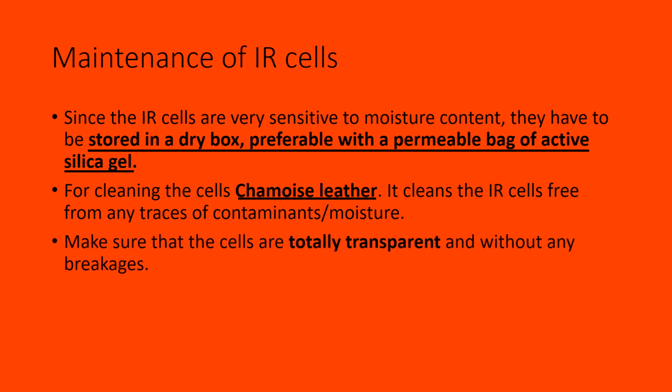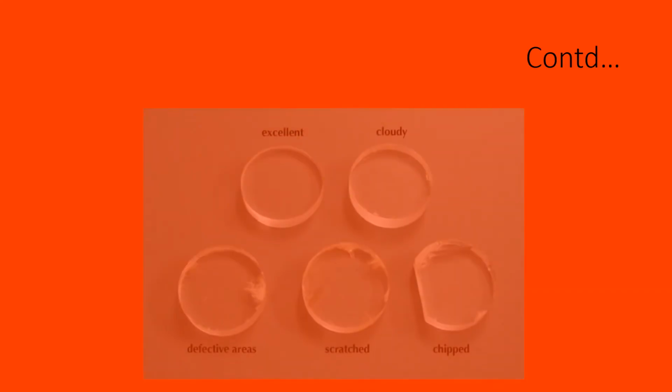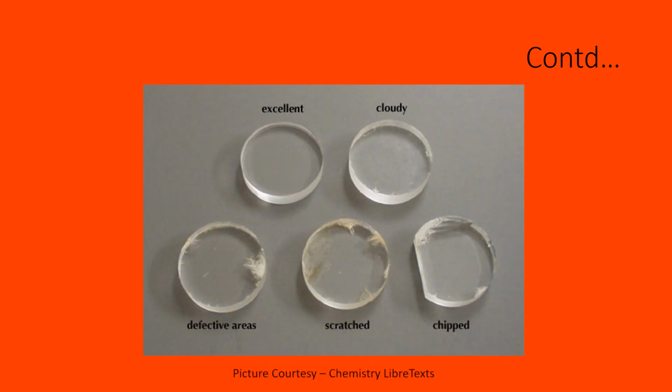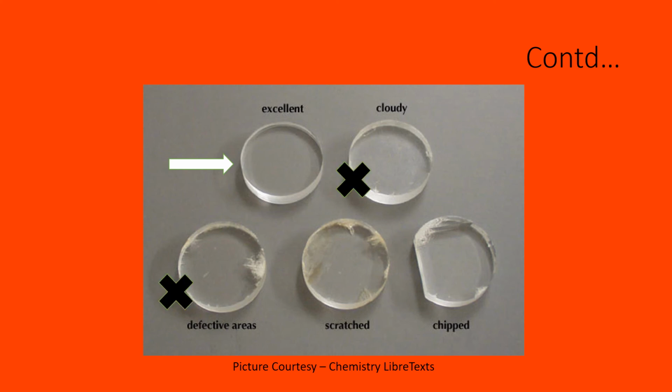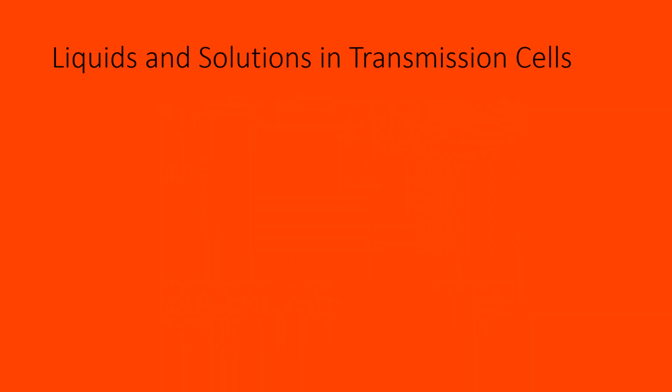Make sure that the cells are totally transparent without any breakages. See these examples of the cells. This is an excellent, clear, transparent disc. Never use cloudy, defective areas, scratched or chipped cells for any IR scans. For scanning of liquids and solutions in IR range, there are transmission cells. Let us see how they work.